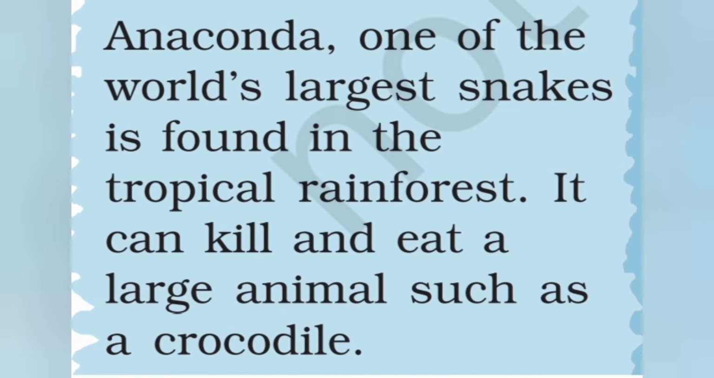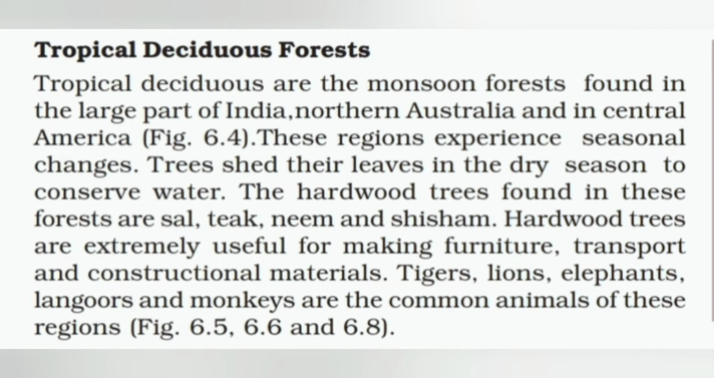Do you know anaconda, one of the world's largest snakes, is found in the tropical rainforest? It can kill and eat a large animal, such as a crocodile. Tropical deciduous forest. Tropical deciduous forests are the monsoon forests found in a large part of India, northern Australia, and in Central America. These regions experience seasonal changes. Trees shed their leaves in the dry season to conserve water.